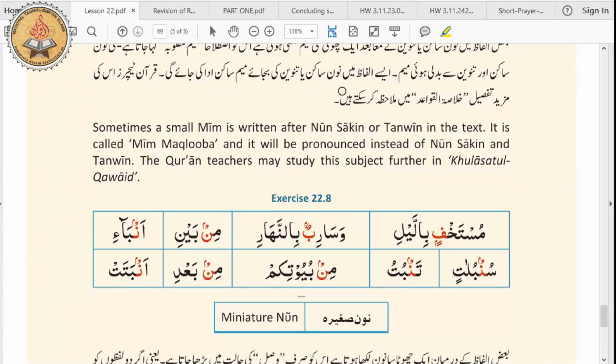No worries. We are just doing recap and revising rules from lesson number 22. So here we are practicing how we articulate the sound of small meem or miniature meem in the text of the Quran. So can you please try how you read this word?